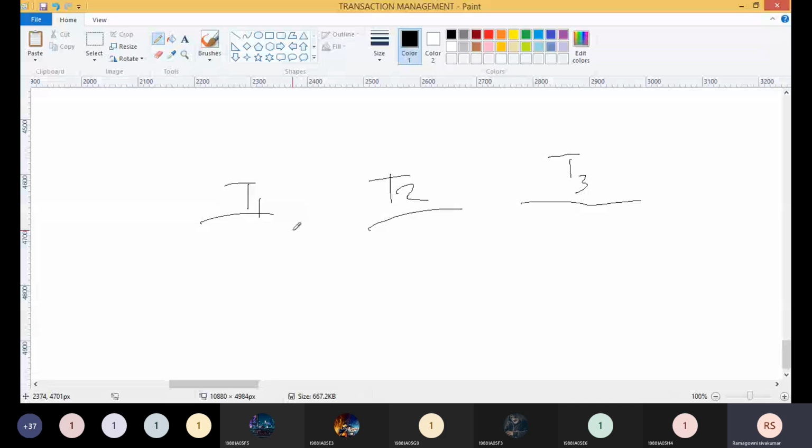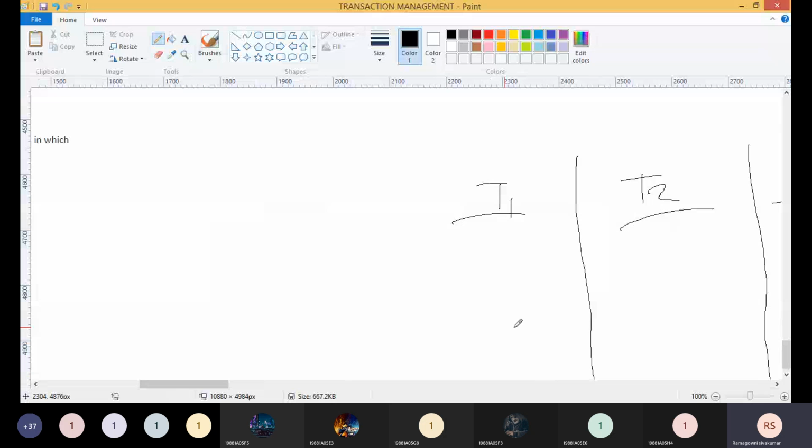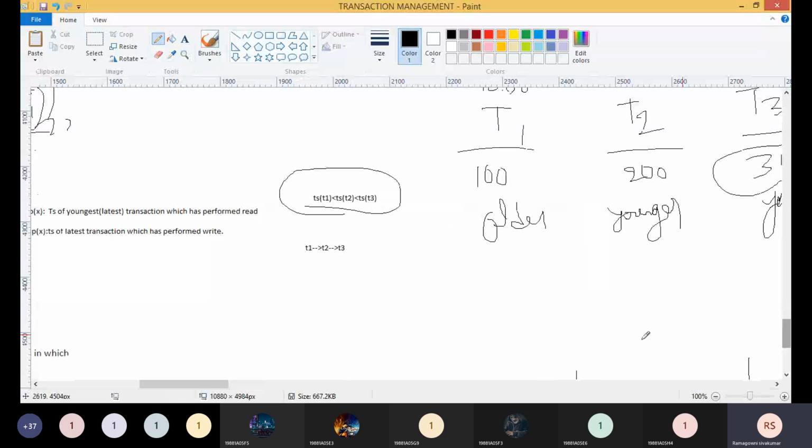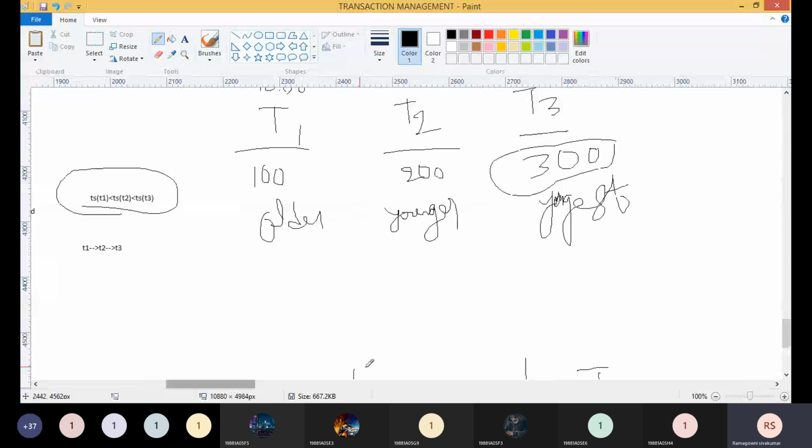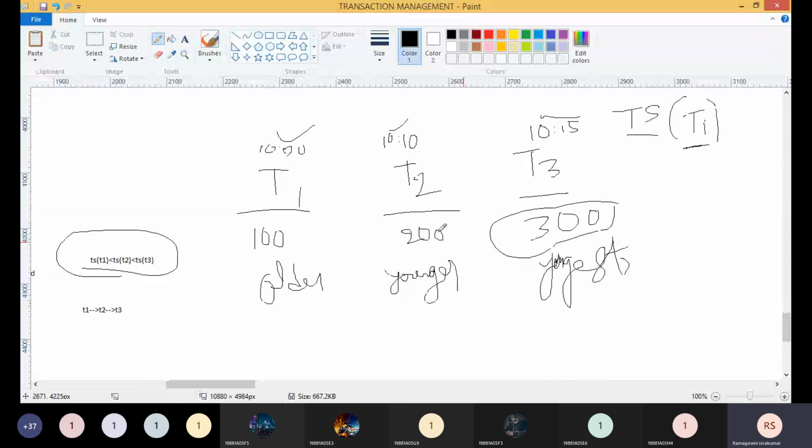See here, in transaction T1, I said, right? Are you understanding, all of you? Based on the timestamp, I already explained the rules. Based on that, which one is the latest, which one is youngest? The latest is the youngest. So the value we can consider is 300. The 300 is the latest one, right? So we can take this value only, based on this protocol.